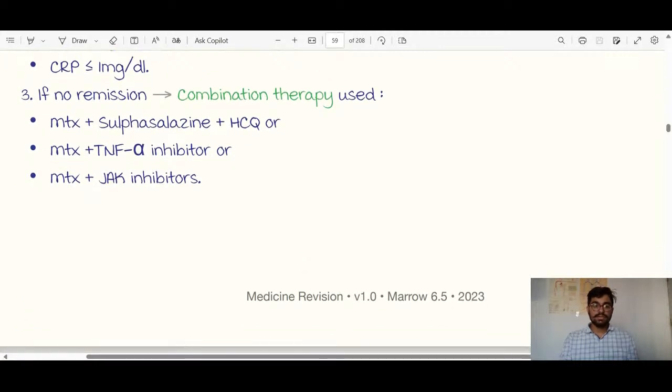If there is no remission, combination therapy is used: methotrexate plus sulfasalazine plus hydroxychloroquine, methotrexate plus TNF alpha inhibitors, or methotrexate plus JAK inhibitors.